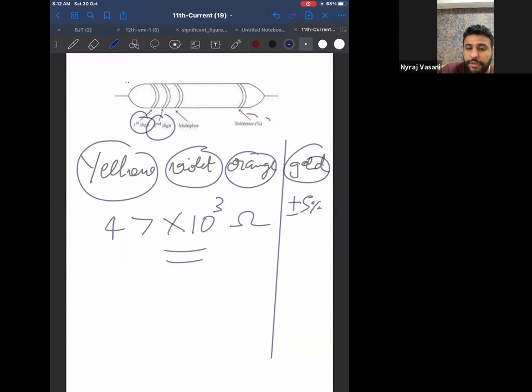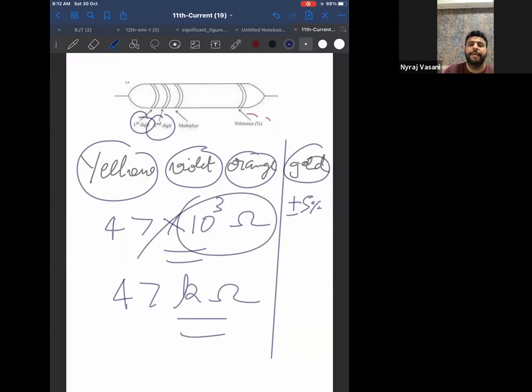But some people also write it as 47 kilo ohm because into 10 power 3 means kilo. Is it clear? Easy? Okay, this is how you get the answers. Understood?